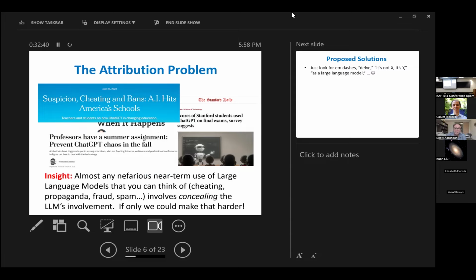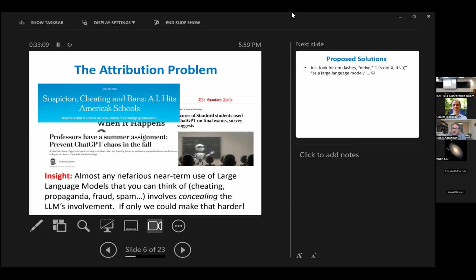Okay, but beyond academic cheating, almost any nefarious use of LLMs that you could think of, propaganda, fraud, spam, is going to involve concealing the fact that an LLM was involved. So you might say, if only we could make that harder by making everything that an LLM writes marked.